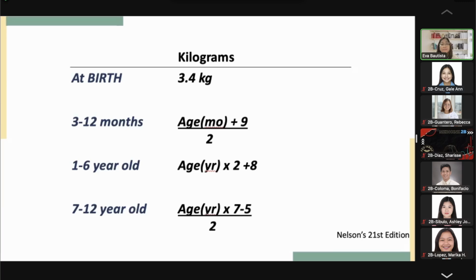Another mnemonic for rapid computation of expected weight from Nelson's textbook, this is an example: at birth, let us say the infant is 3.4 kilograms. At 3 to 12 months, we just compute age in months plus a fixed value of 9, divided by 2. And this formula will give us the expected weight in kilograms. And for older children, this is the formula.